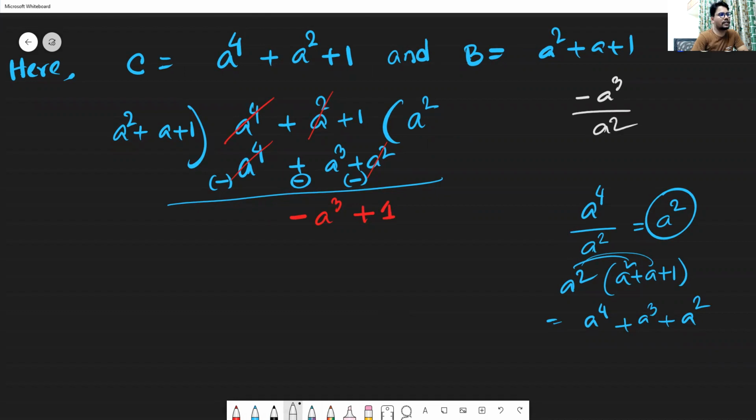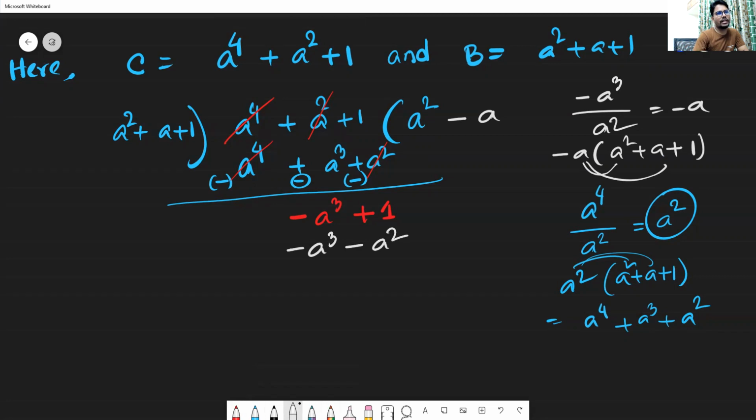square. This is the first term divided by the first term. There is minus a. So this one will be minus a. Now minus a multiply with the divisor a square plus a plus 1. So if we multiply here, a multiply with minus a multiply with a square, there is minus a cube. Minus a multiply a, there is minus a square.